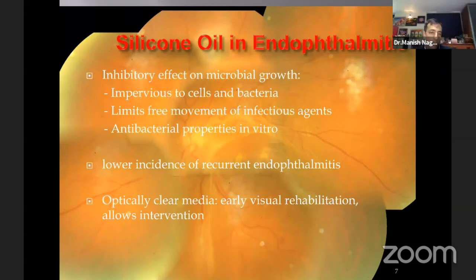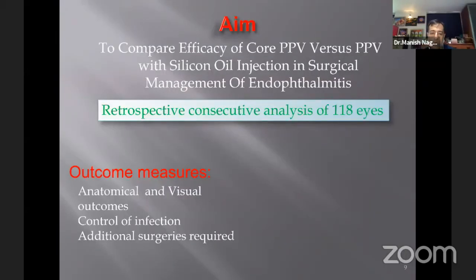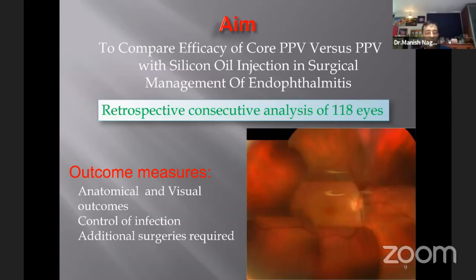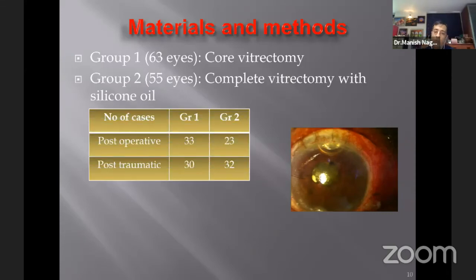So we had published our early experience in 2000, where we compared a large group of patients which we had done core vitrectomy on, versus core vitrectomy with silicone oil. I'll not go into details for paucity of time, but essentially we compared a lot of things, including visual acuity, recurrent surgeries, any requirement of additional procedures, control of infection. So this was the kind of numbers that we had, 63 in core and 55 with oil inside. We also had a post-traumatic subgroup, which of course is a different aspect, and it was a part of this study, but we had put subgroups to them while discussing it.